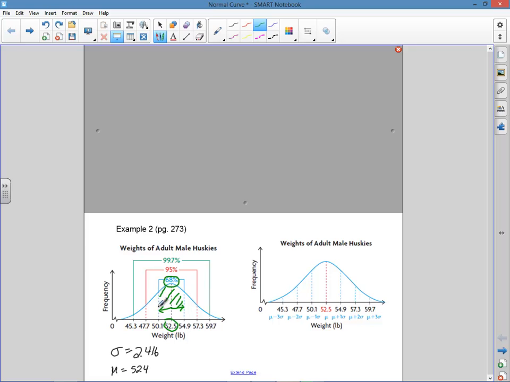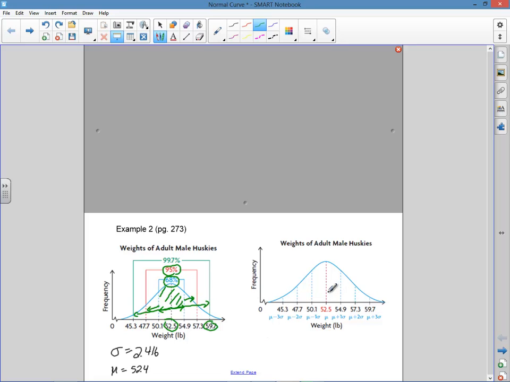Now if we went two standard deviations below and again above, we would have huskies ranging from 47.7 pounds all the way up to 57.3 pounds, and that would account for 95% of our population. And three standard deviations back, we have huskies ranging from 45.3 pounds, and three standard deviations ahead up to 59.7 pounds. So that accounts for almost the entire husky population.